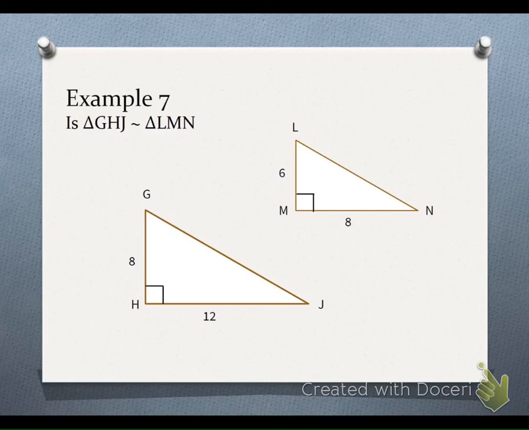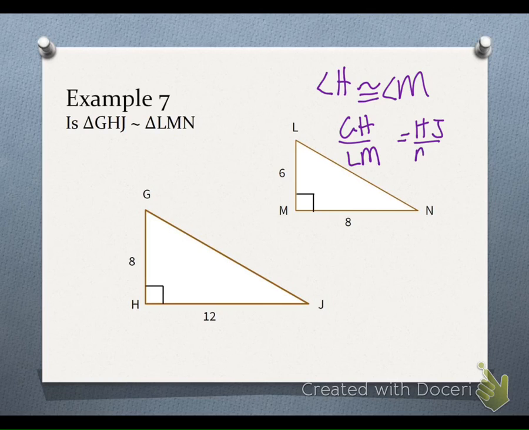We're going to see if we have a pair of congruent angles, do we? Yep, which ones are they? H and M. H is congruent to angle M. Okay, and then we have to talk about the two sides that form that angle. So that would be GH over LM. And then we have HJ over MN.